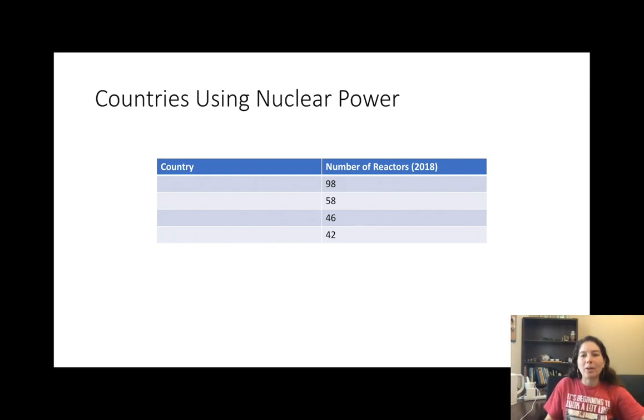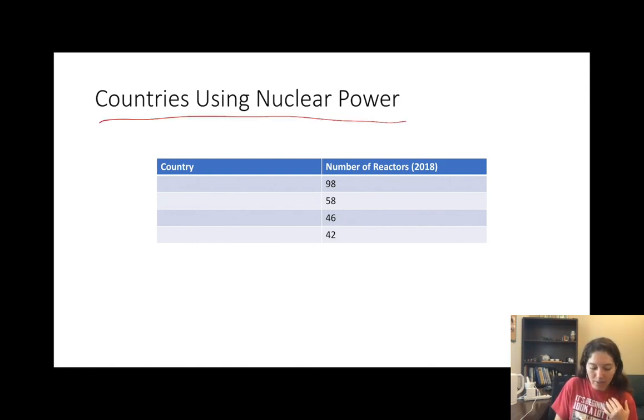Okay, so now we're going to play a quick game. I'm going to ask you to see if you can guess the top countries here that have the most nuclear reactors. These are countries that use nuclear power. See if you can guess any of these. Maybe you can get the top one or some of the others based on what you've heard in the news or your knowledge of nuclear reactors.